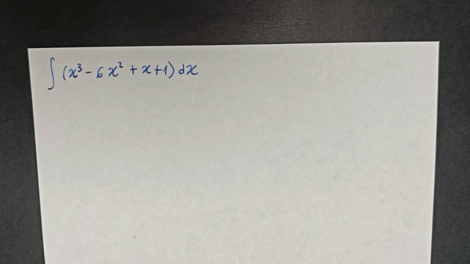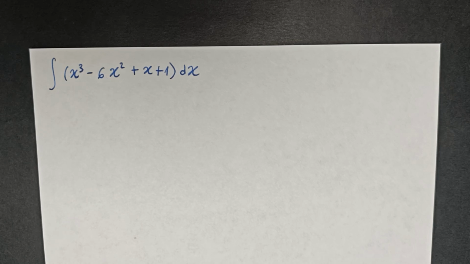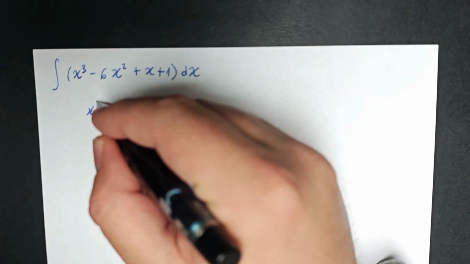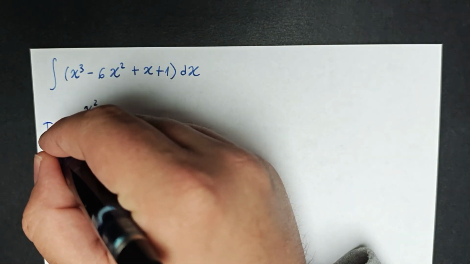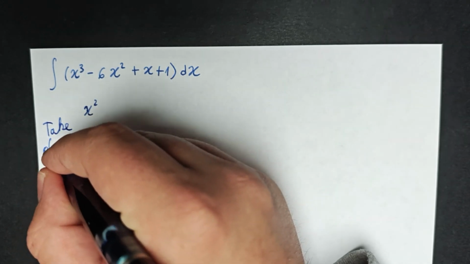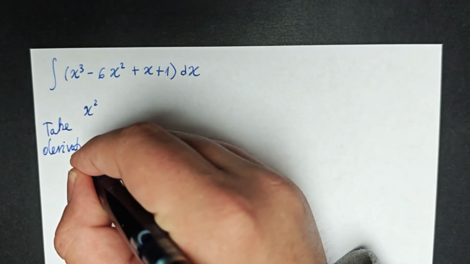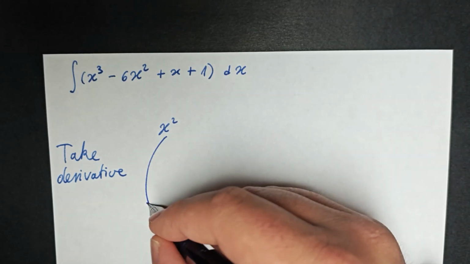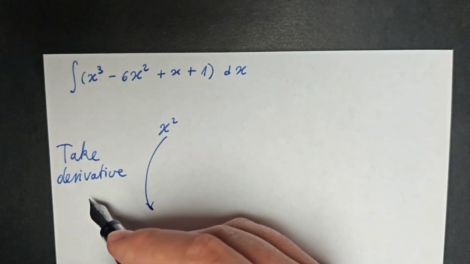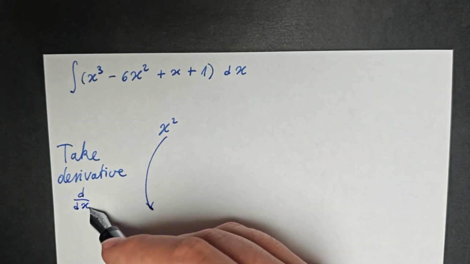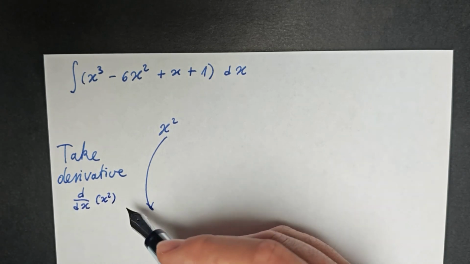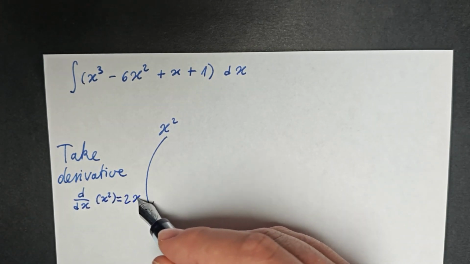In order to tackle this problem, I first have to tell you what I mean by integration. You have already learned differentiation. If you have, for example, x squared and you want to differentiate it, basically take its derivative, and by taking its derivative, I mean calculating d over dx of x squared. That is going to give us 2x.